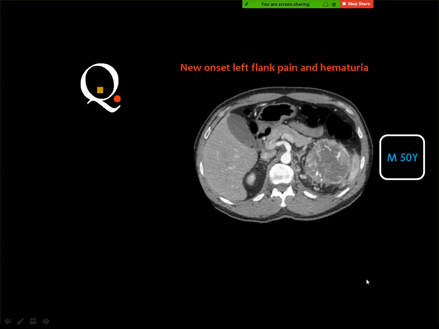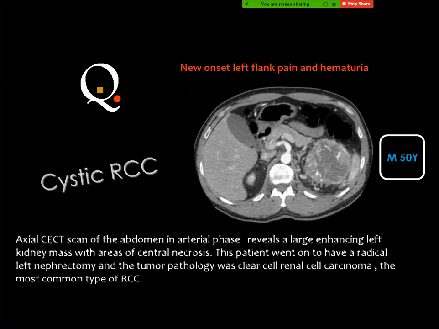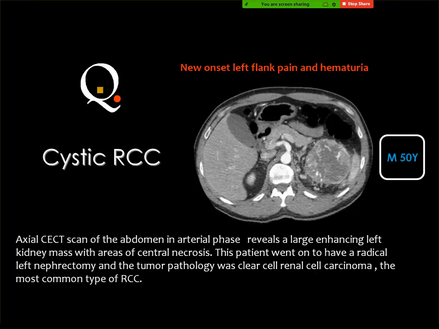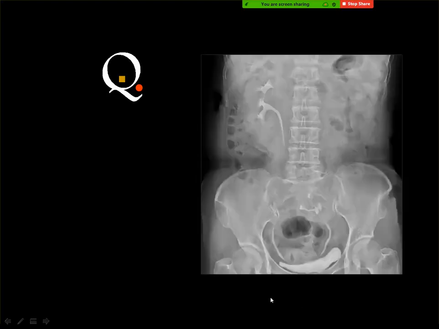Renal cell carcinoma, cystic type. Yes, very good. This is cystic renal cell carcinoma. You have a cystic lesion with some mural nodules and hypervascularity, which are suggestive of a malignant neoplasm.